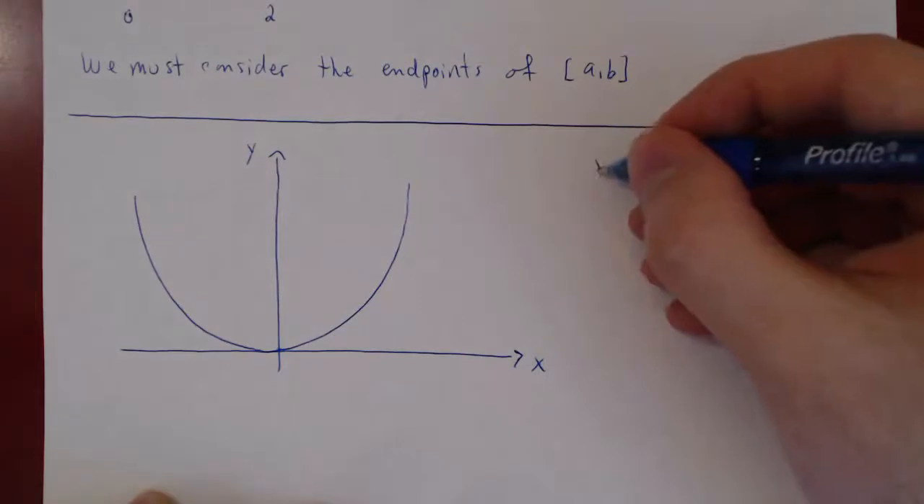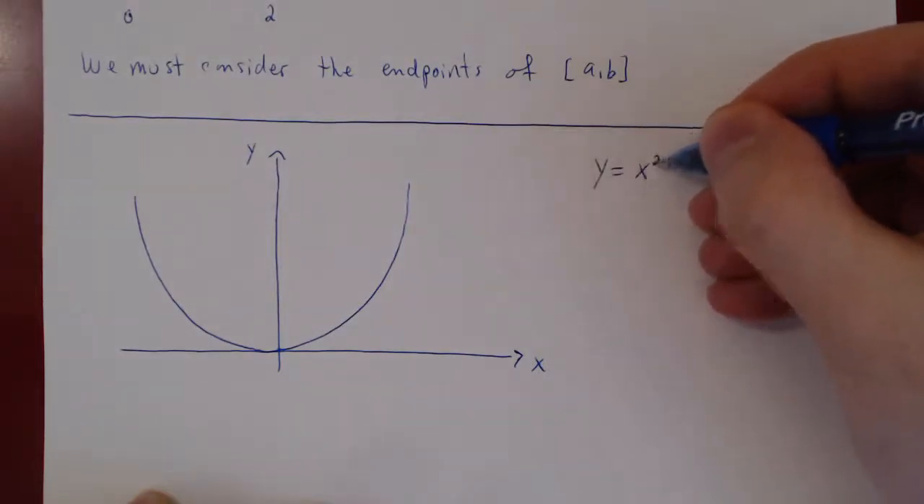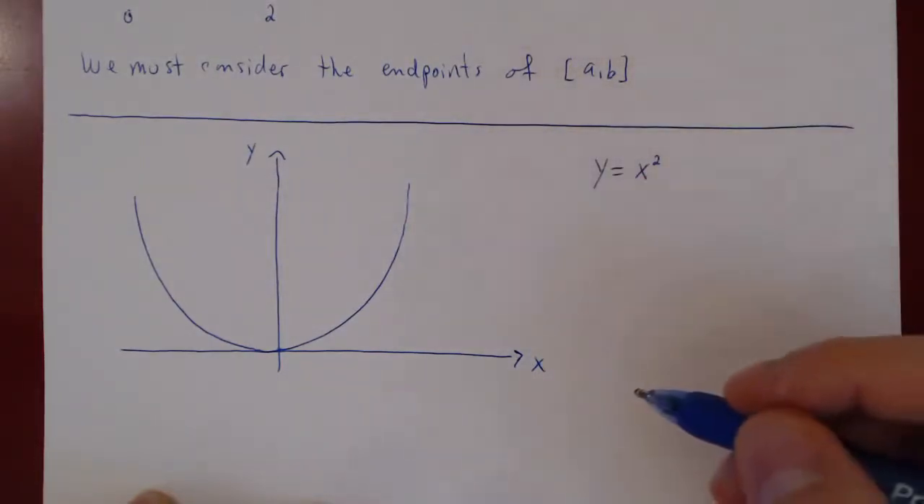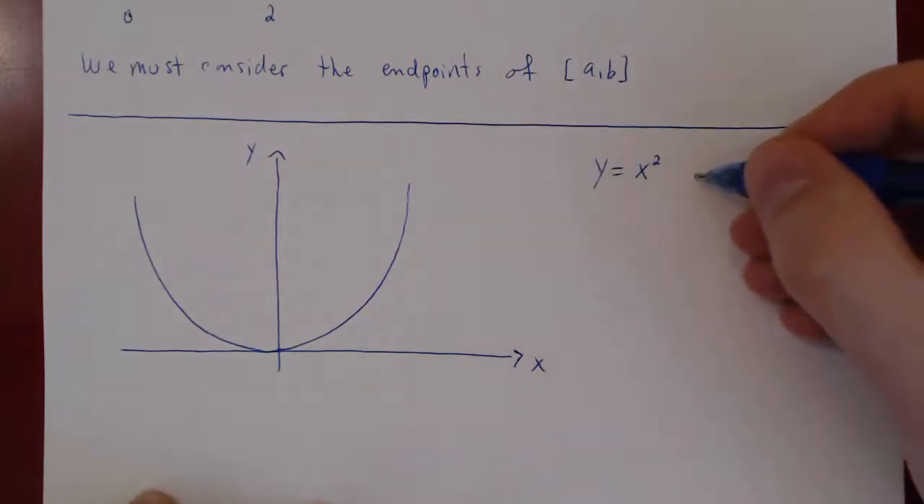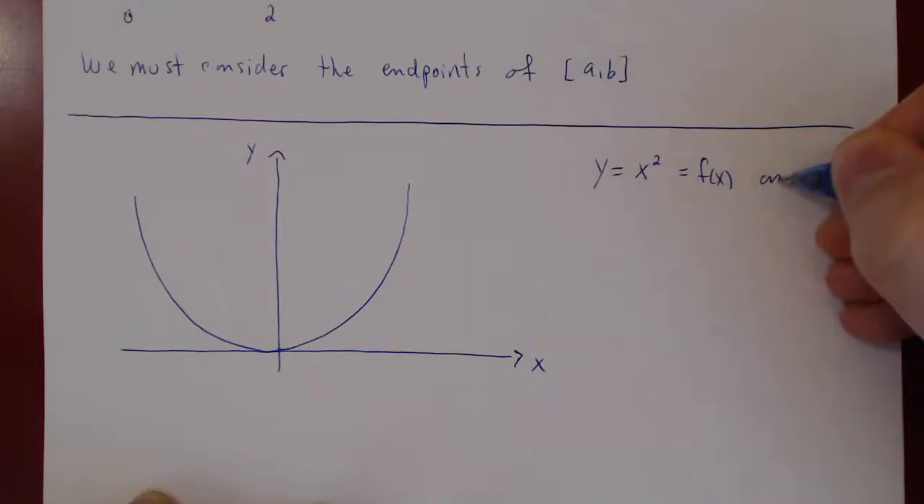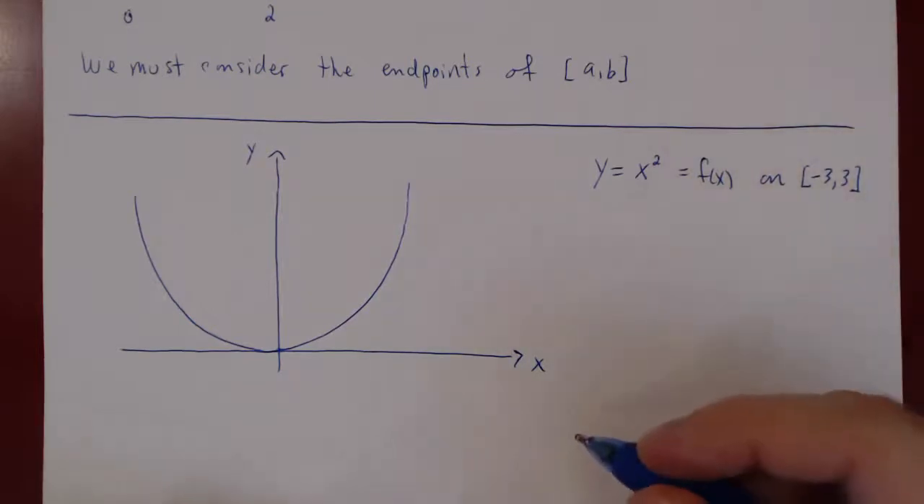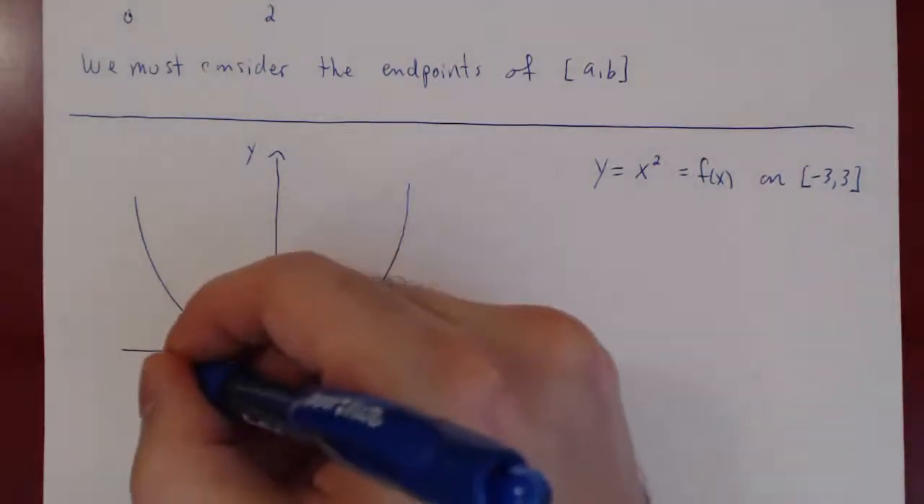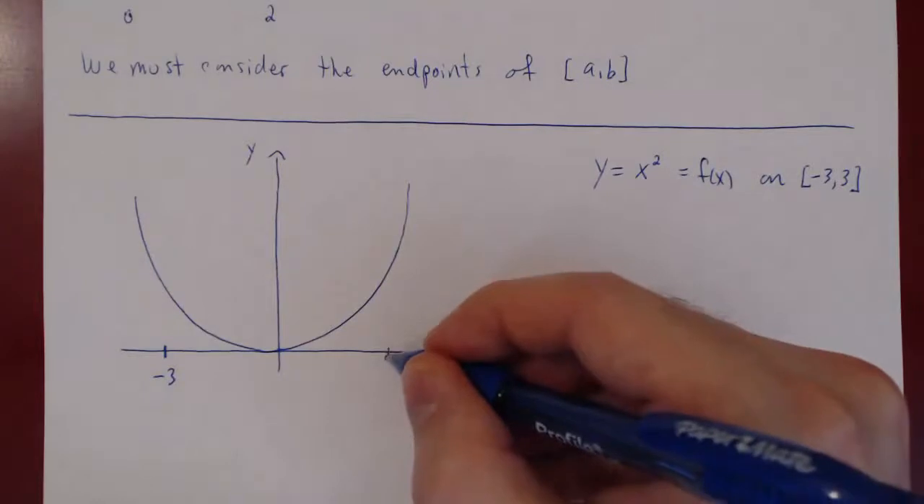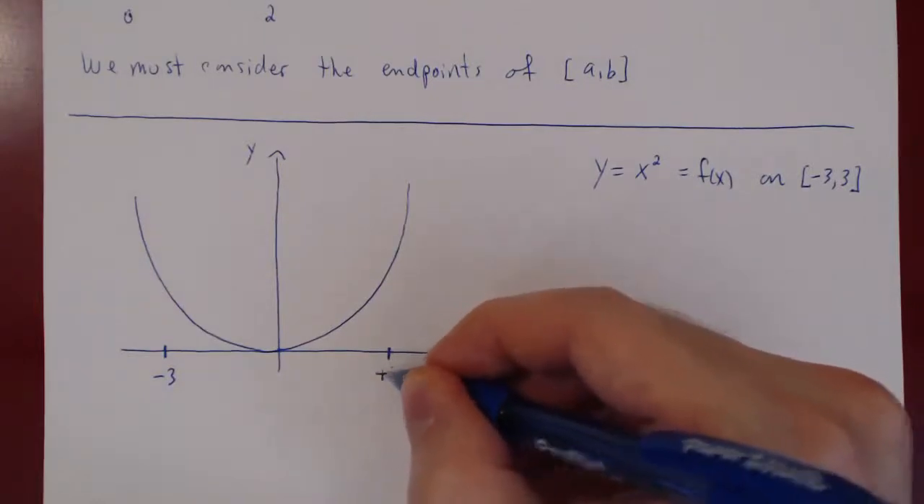So our function is y equals x squared, which we know is continuous as it is a single polynomial. This is our f of x, on the interval, say, from negative 3 to 3. So suppose this is negative 3, and clearly again the picture is not up to scale, and this is positive 3.